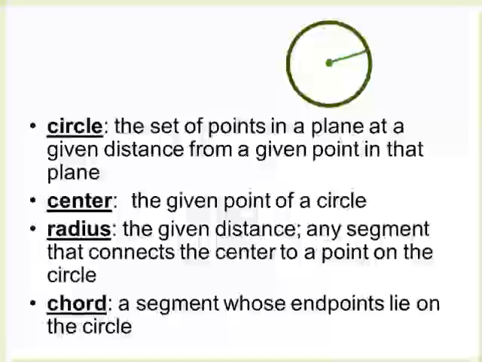Center is the point, radius is the distance, or any segment that connects the center to the edge of the circle. A chord is a segment that goes from the circle to the circle. It could go through the center, it doesn't have to go through the center, but both endpoints must lie on the circle. So a chord is any segment whose endpoints are on the circle.